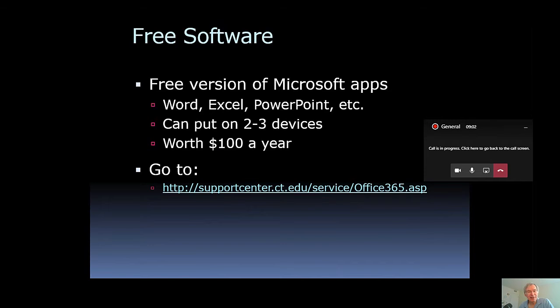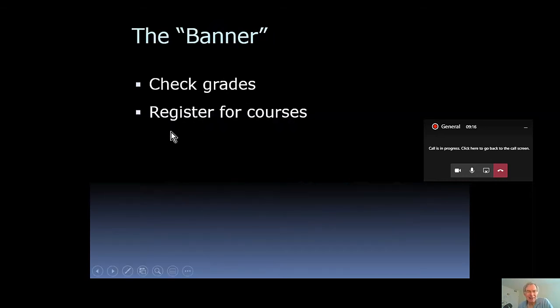Free software, okay? There's a free version of Microsoft apps, Word, Excel, PowerPoint. Okay, great. You can put it on 2 or 3 different devices. And it's a great deal. It's worth about $100 a year. So it's free just because you're a student here in the Connecticut school system. It works real nice. And I'll show you how to get that a little bit later.